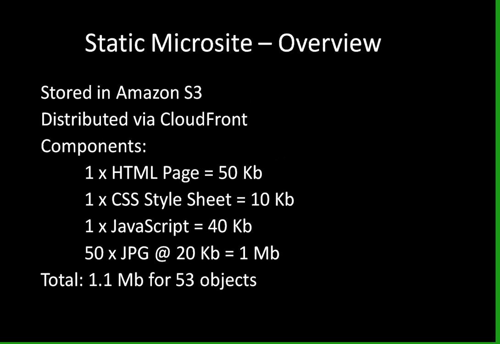Let's start out with talking about the static microsite. The static microsite will be stored in Amazon S3 and then distributed worldwide via CloudFront. The microsite consists of a HTML page, a single style sheet, a JavaScript file, and then 50 JPEG files. So a total of 53 separate objects totaling 1.1 megabytes of storage.